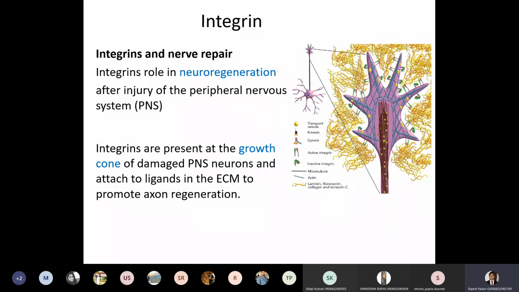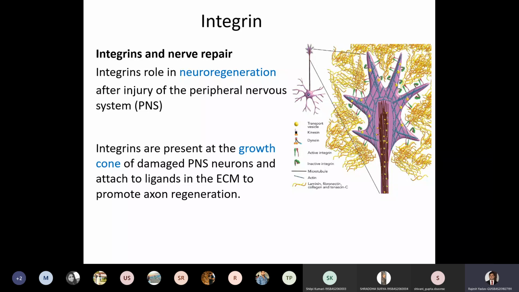One of the important functions of the integrin is to maintain the cytoskeleton and firm attachment of the cells, or hold the cells at one position, or attach the cell to the extracellular matrix, or attach one cell to another cell. This is the role. But this is not the all-in-all function of the integrin.